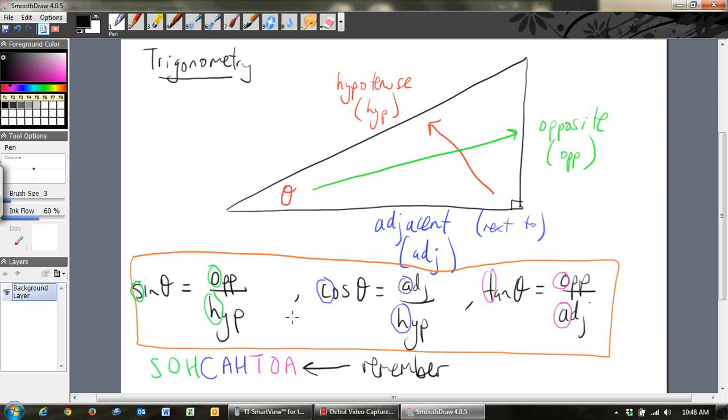SOHCAHTOA, and they're important to remember. And it means sine equals opposite over hypotenuse, cosine equals adjacent over hypotenuse, and tan equals opposite over adjacent. And they're important to remember. And that's basically the intro to trigonometry.